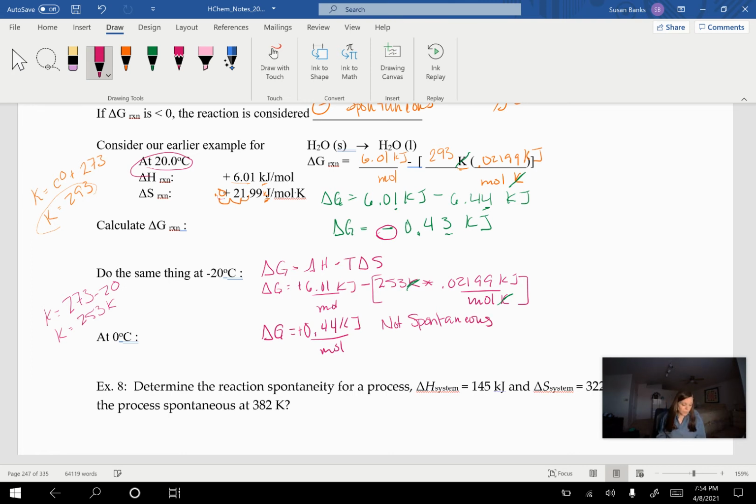At negative 20, that's below freezing, right? We would expect that ice to remain ice and not to be in the liquid state. Now let's do this same calculation for 0. I'm going to do it over here on the side. So delta G is equal to delta H minus T delta S. So we still have the same delta H. 0 is going to be 273 for our temperature, minus 273 multiplied by 0.02199.